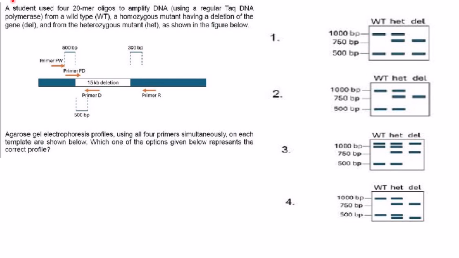Then the next one. A student used 420-mer oligos to amplify DNA using a regular Taq DNA polymerase from a wild type, a homozygous mutant having a deletion of the gene del. So this is the gene. So the homozygous mutant will have this region deleted, that is, this 50 kb region will be deleted. And from a heterozygous mutant. Heterozygous means one allele will have the wild type and the other allele will have the deleted one. So as shown in the figure, the agarose gel electrophoresis profile using all 4 primers simultaneously on each template are shown below. Which one of the options given below represents the correct profile?